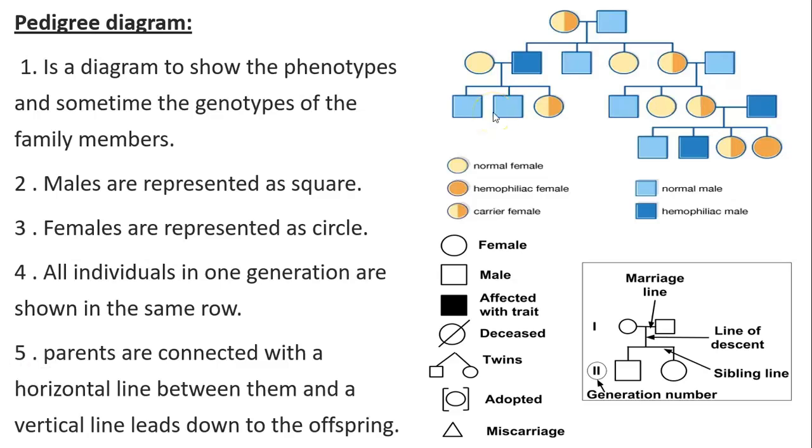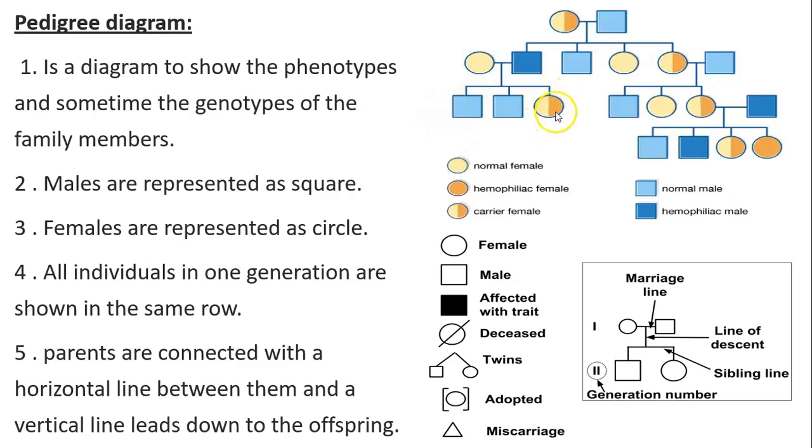Okay, so now I know that the shaded ones show the phenotype, and the non-shaded ones do not show the phenotype. What about the half-shaded ones? The half-shaded ones are carriers. What does carriers mean? This means that we know for sure that they are heterozygous for the trait. They are not showing it in their phenotype, but we know that they carry it. Okay, so again, the shaded ones are showing the trait in their phenotype. The non-shaded ones do not show the trait in their phenotype.